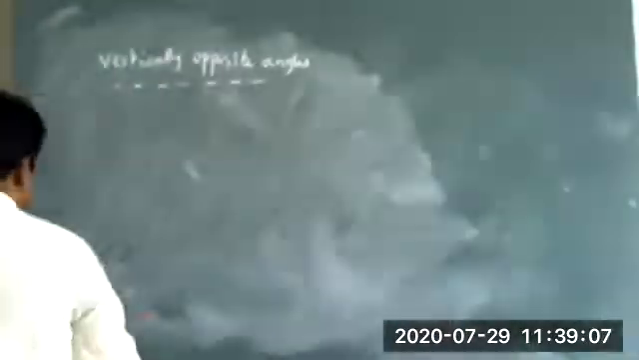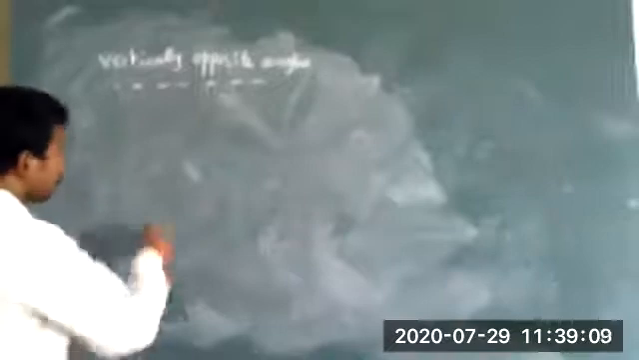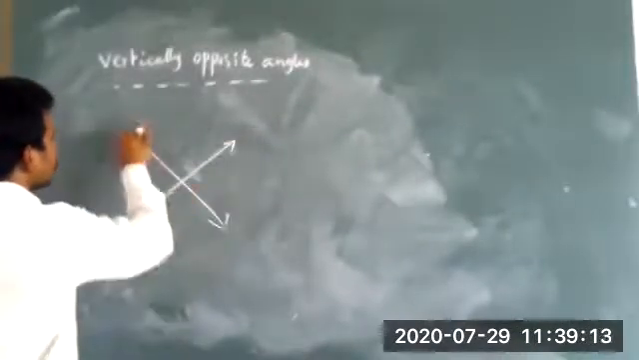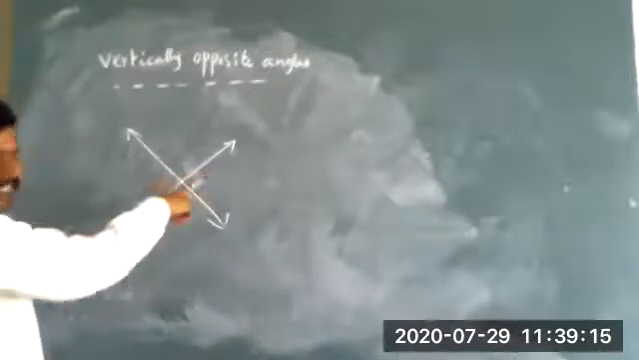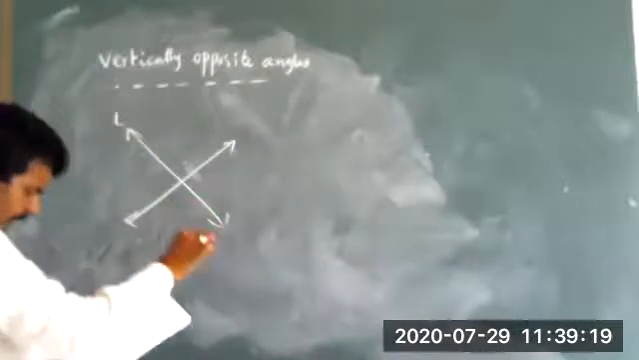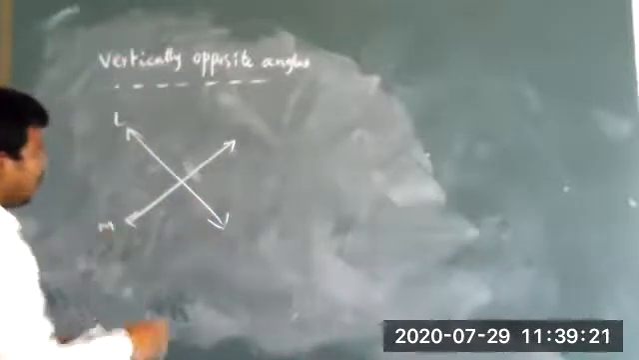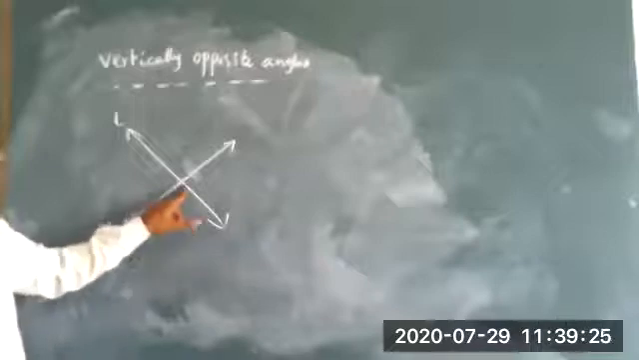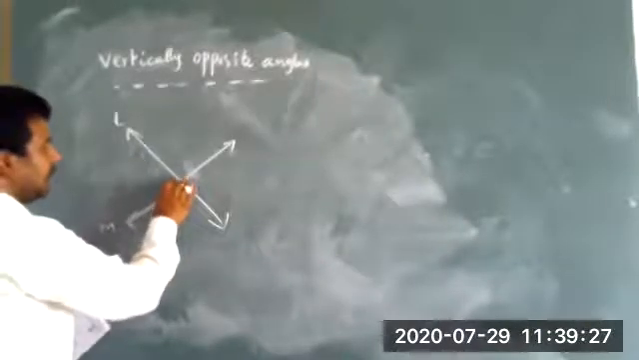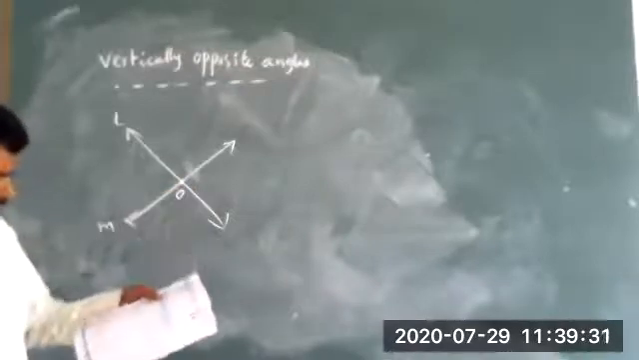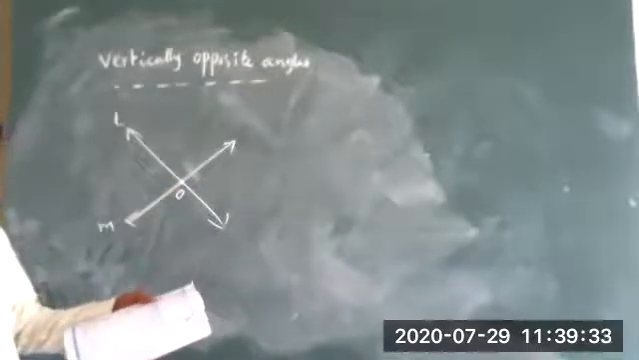For example, draw like this. Two lines are intersecting. This line is named L and this line is named M. L and M are intersecting, and this is the intersecting point O. The angles that are formed opposite to each other.